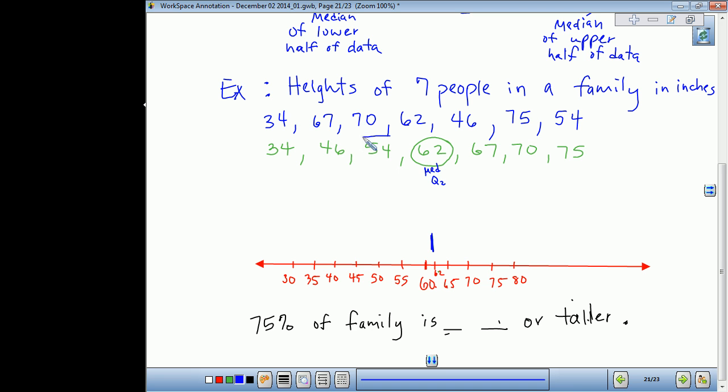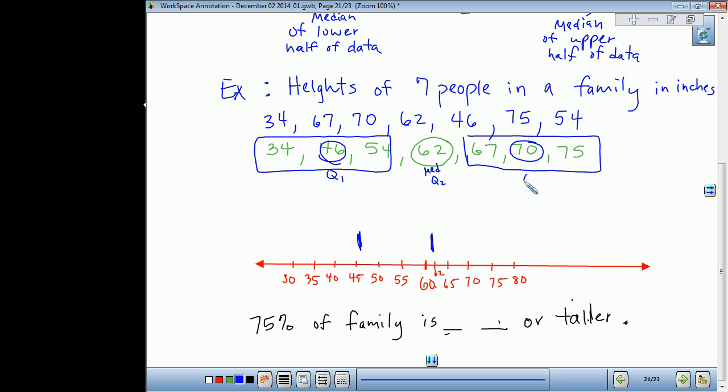Okay, now do you see how that median divides the data into a lower half and an upper half? So what is the median of the lower quartile? 46. I'm going to come down here and put the median of the lower quartile, which is Q1, is 46. What's the median of the upper quartile? 70. So that's my Q3, the median of the upper quartile. And so that gives me the box on the box and whisker. And then my minimum value of 34 down here, and my maximum value of 75 is here.